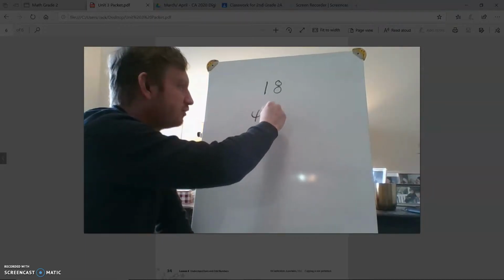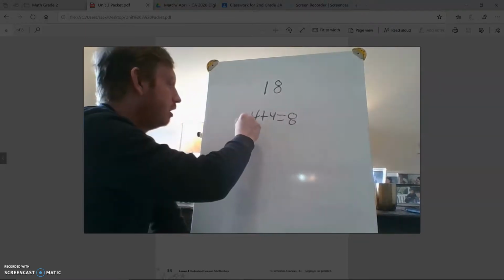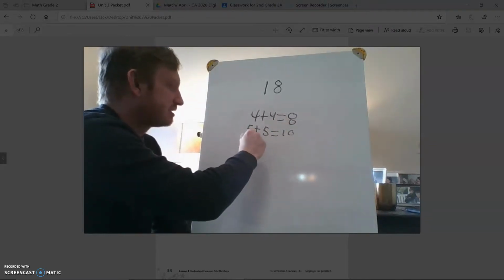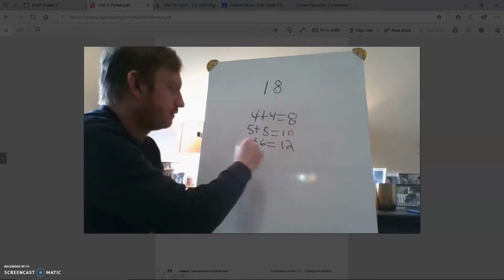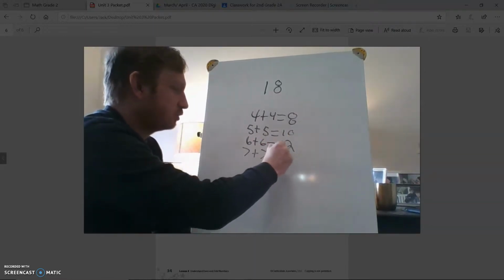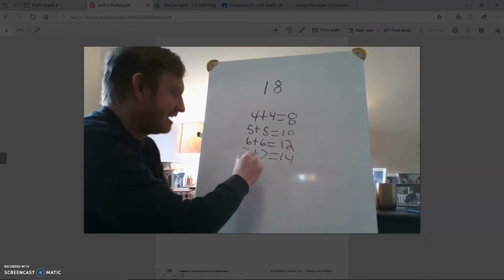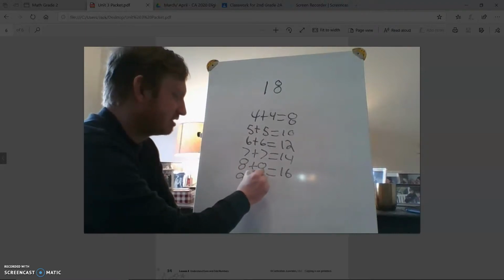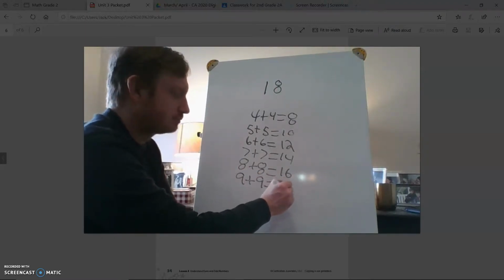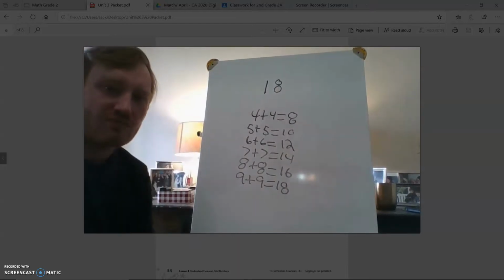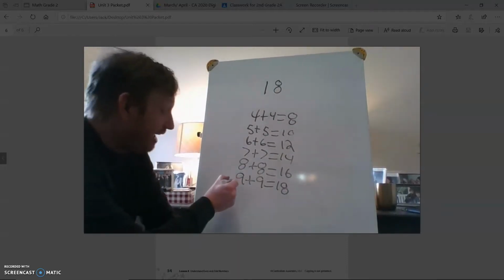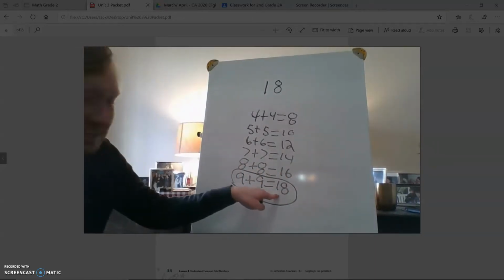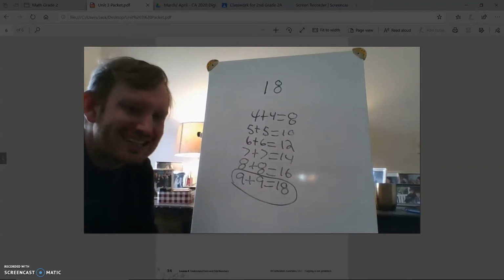We have 4 plus 4 equals 8. 5 plus 5 equals 10. 6 plus 6 equals 12. 7 plus 7 equals 14. 8 plus 8 equals 16. And 9 plus 9 equals 18. So as you can see, we have a doubles fact that makes 18. So again, we know that it's an even number.